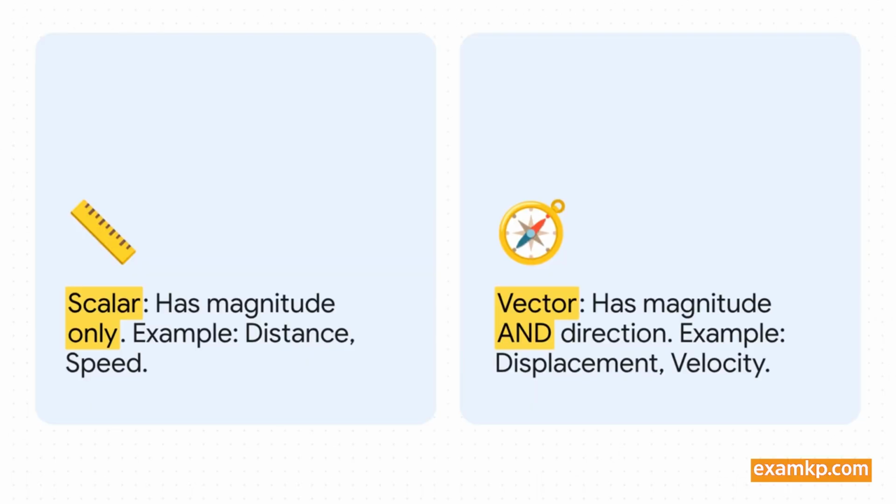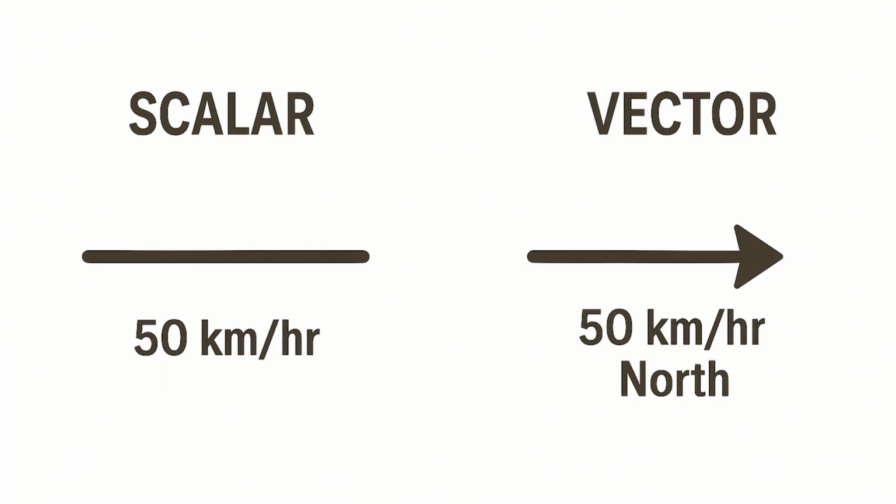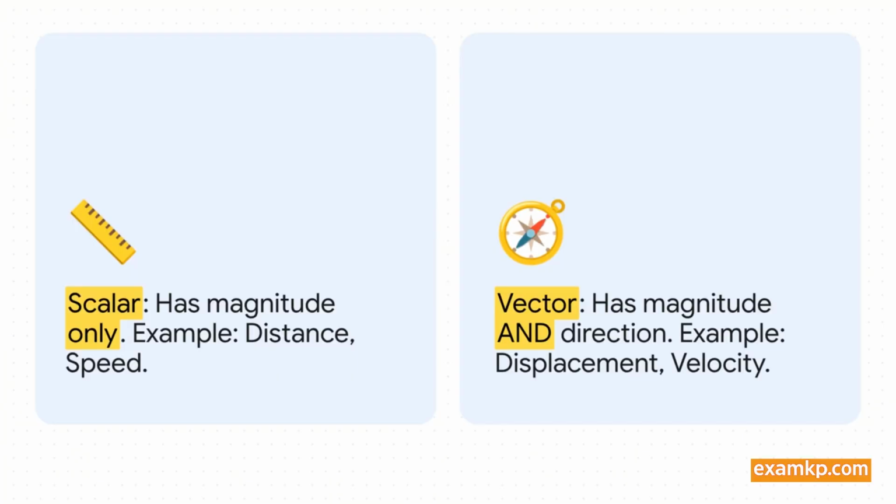Alright, pay close attention here. This is a big one, and it's a spot where a lot of people trip up and lose easy marks. What's the deal with scalar versus vector? It all comes down to one simple word, direction. A scalar just has a size or magnitude, like say 50 km per hour, but a vector has that size and a direction, 50 km per hour going north. So the big takeaway, you've always got to watch out for direction.